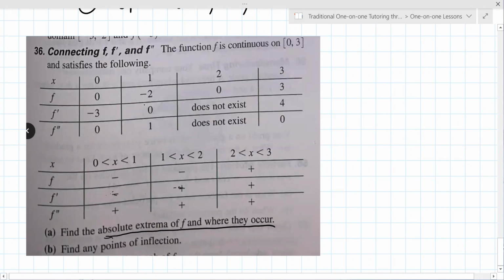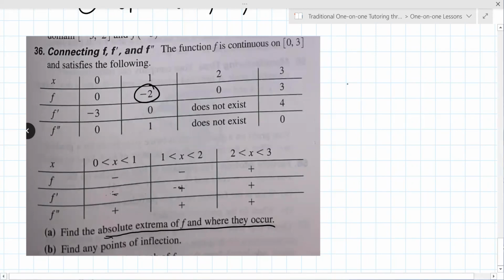If we go to 1, the output there is -2. So probably it's both a relative min and an absolute min. What's the difference between the two?